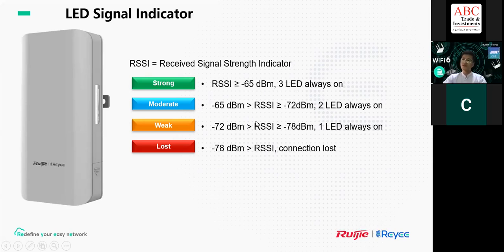For moderate, it is between -72 dBm and -65 dBm. This is moderate, and it shows 2 LEDs always on. For weak, you just consider between -72 dBm and -78 dBm. This signal is so weak and it's not good on the edge, with 1 LED always on. And at -78 dBm, your connection will be lost and you will get a red light. So this is the signal indicator. You can check it on the devices easily.